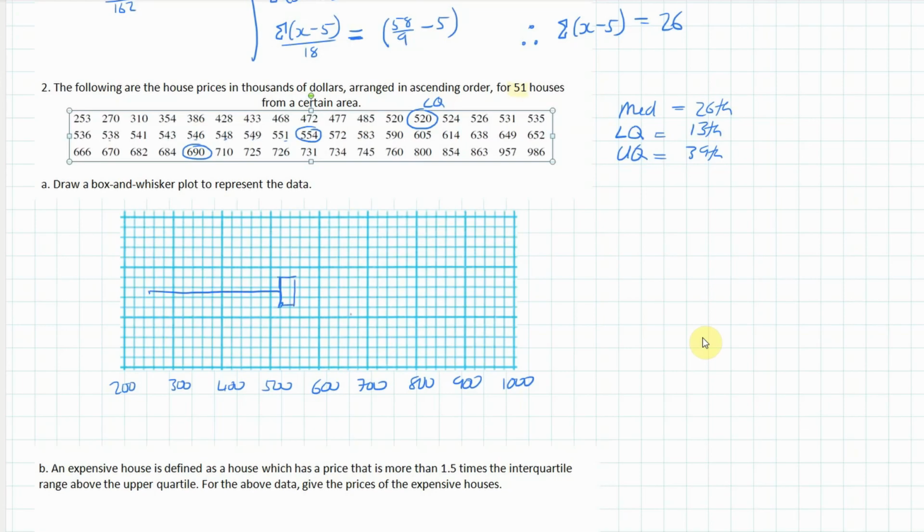And then we go all the way to 690 for our last one. So that's halfway between there. Join that up there. It's a bit of a horrific box, but you get the general idea. And then we go all the way up to 986, which is our highest value. Should be about there. Okay, so there's my box and whisker plot.